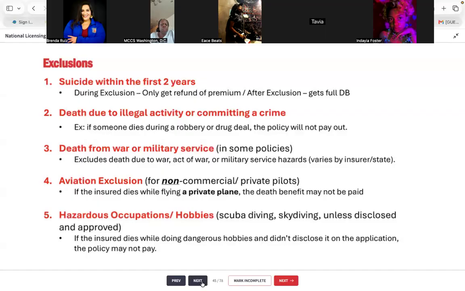There's an aviation exclusion for non-commercial or private pilots. Okay, if the insured dies while flying a private plane, not being the passenger, but flying the private plane, the death benefit may not be paid out. Okay, so if you're someone who enjoys aviation, you fly private planes, this may be an exclusion on your policy.